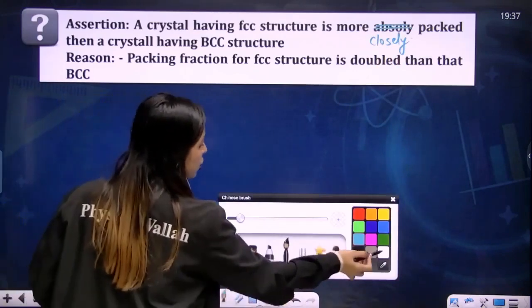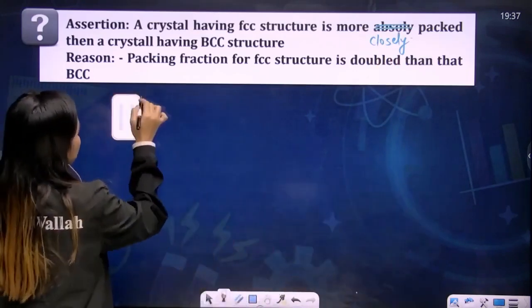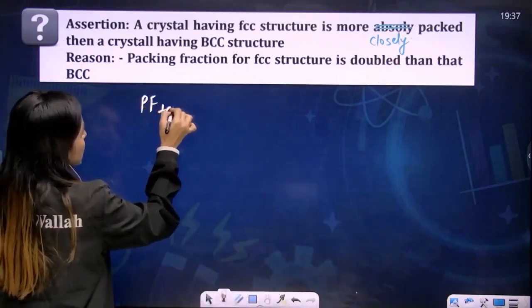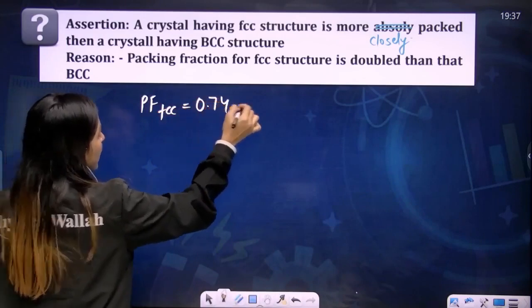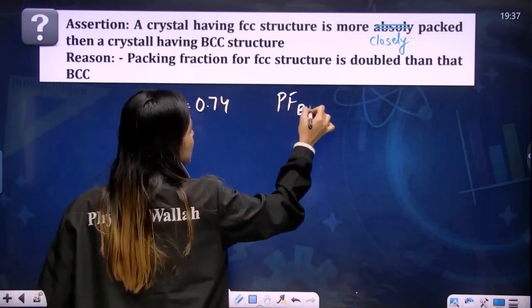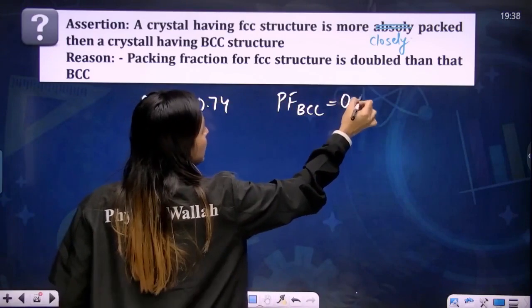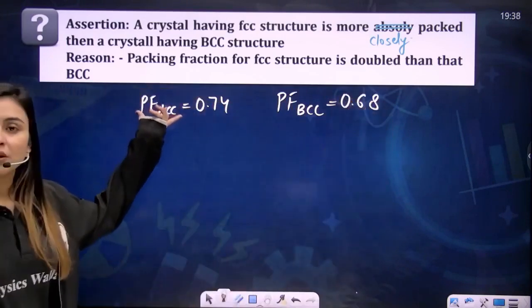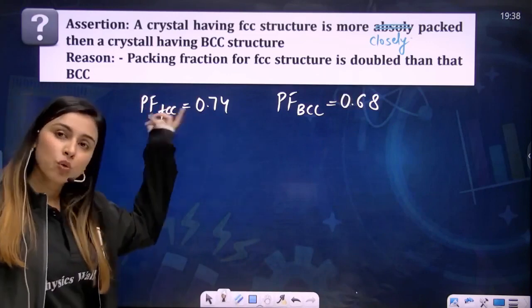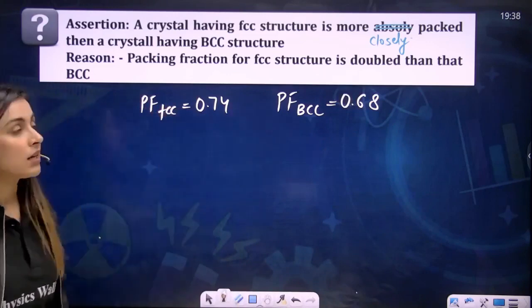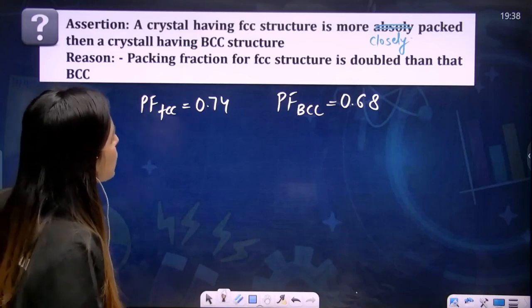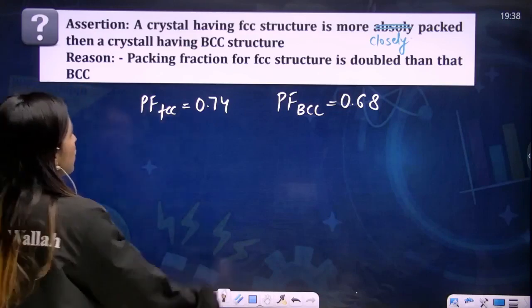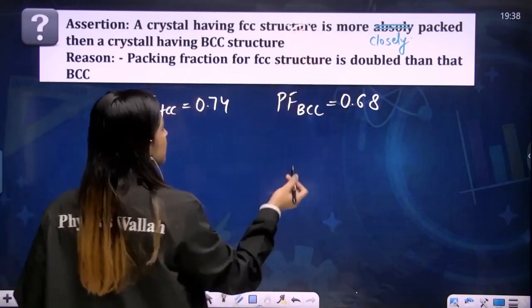Now see, my dear students, you know that the packing fraction of FCC is 0.74 and the packing fraction of BCC is 0.68. So which has a higher packing fraction? FCC. Then obviously it is more closely packed than BCC. So the first statement says that FCC structure is more closely packed than the BCC structure. This statement is true.